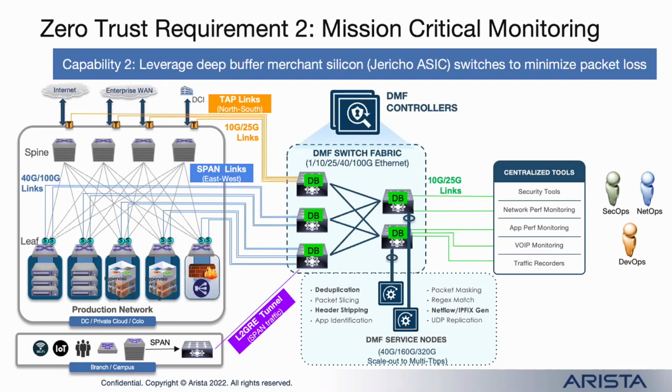Leveraging deep buffer switches, certain customers who need mission critical monitoring, we have seen that need in financials, we have seen that need in federal defense intelligence environments, where such deep buffer switches can be deployed, and one can build a network packet broker very uniquely. This is a very unique offering for the network packet broker, through Arista DMF, to really minimize the packet loss.